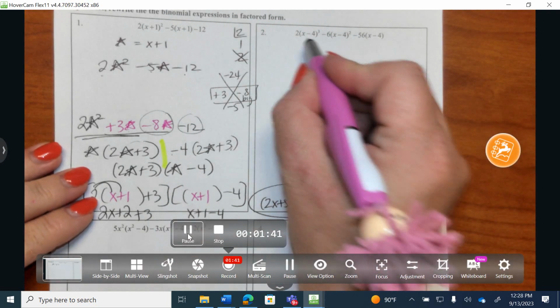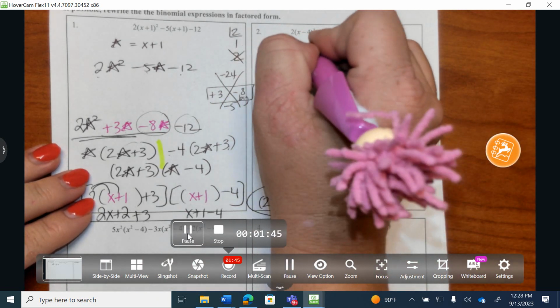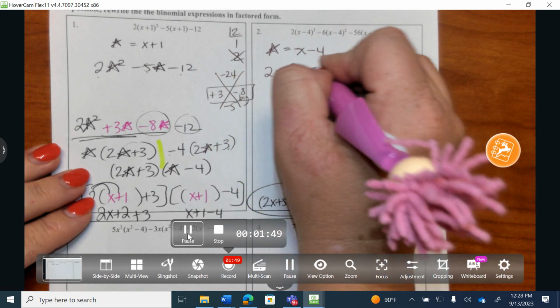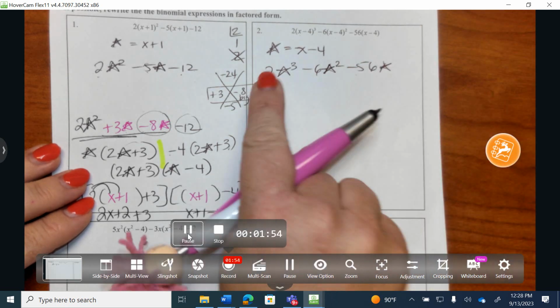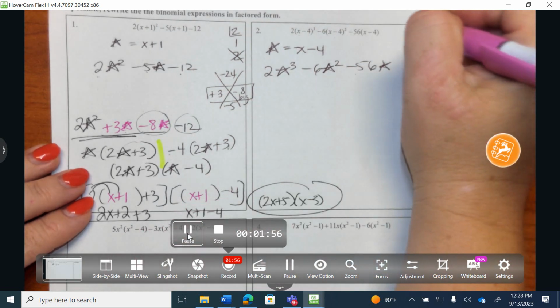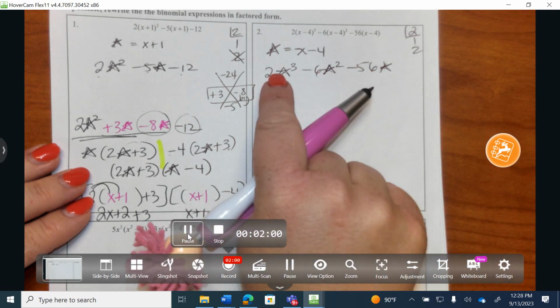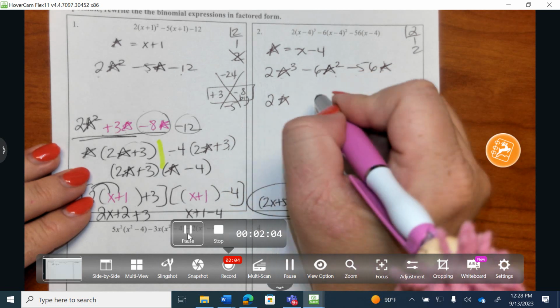So in this problem, I'm going to have star equal to quantity x minus 4. So I have 2x to the third minus 6x squared minus 56x. I'm looking at the smallest number, which is 2. And I'm recognizing I can factor out a 2 out of each one of these terms. Not only that, I can factor out a star.